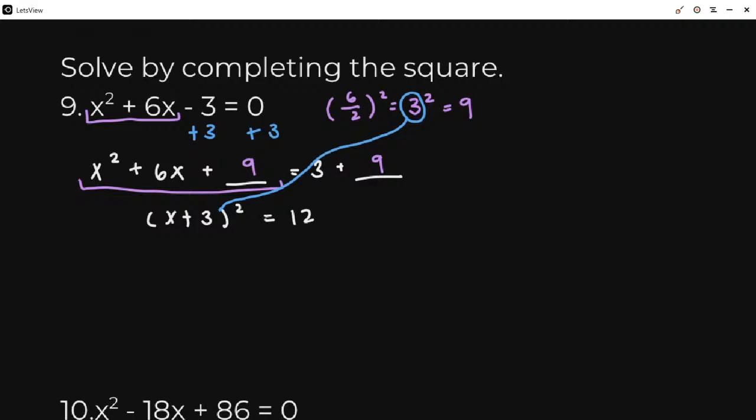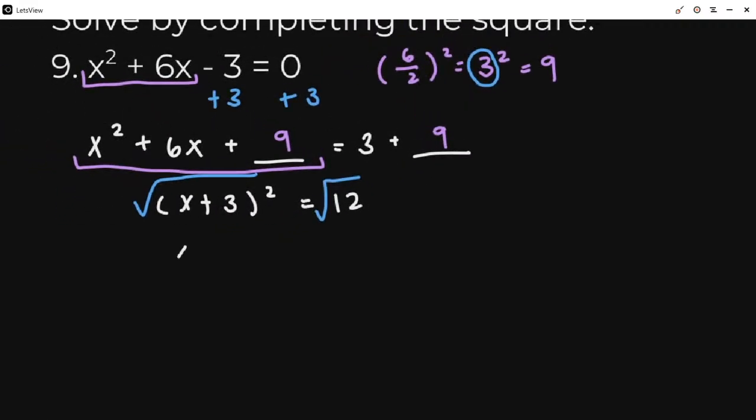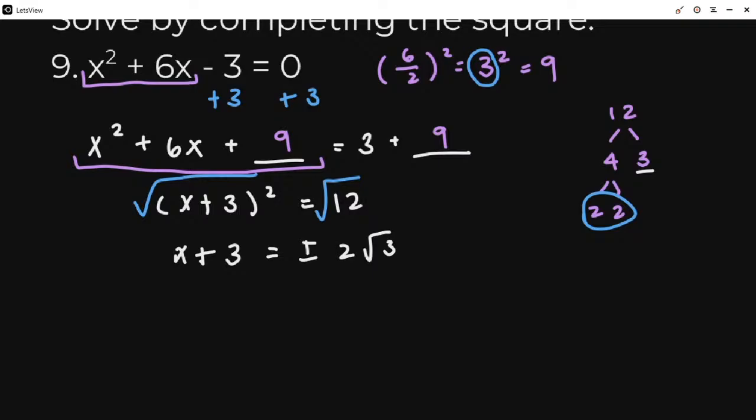Okay, then to solve, we're going to square root both sides. So we get x plus 3 equals plus minus, I'm going to simplify that on the side. So 12 is 4 and 3, 4 is 2 and 2. So this will come out, this will stay inside. So that is 2 rad 3. Then I'm going to subtract 3 on both sides. So I get x equals negative 3 plus minus 2 rad 3.